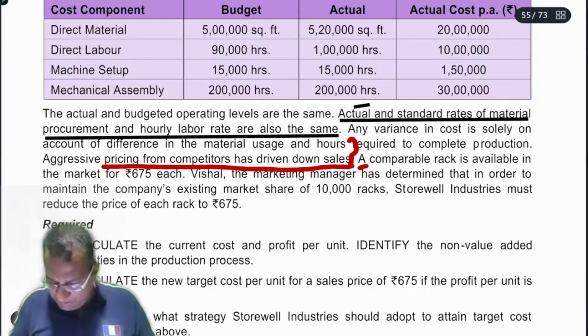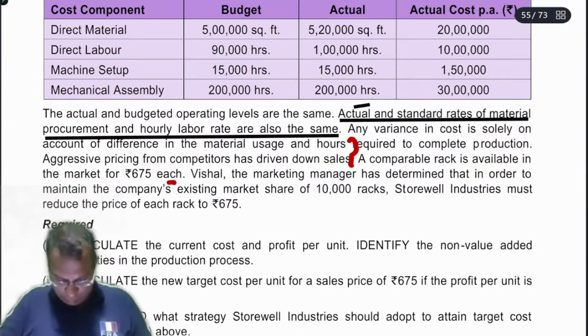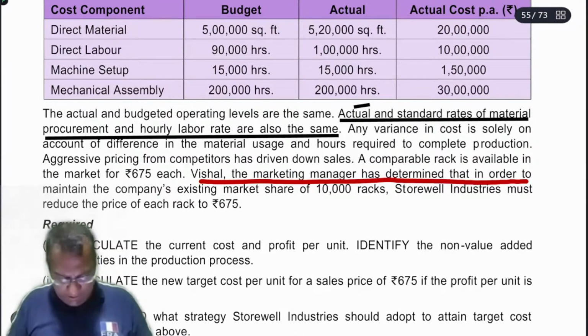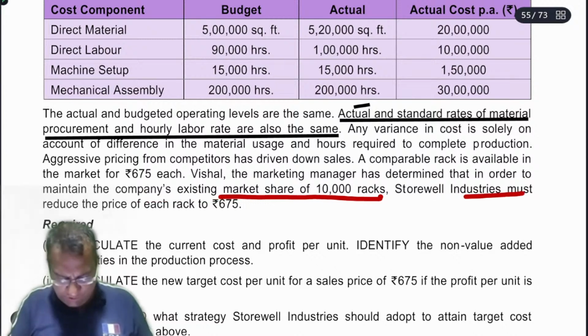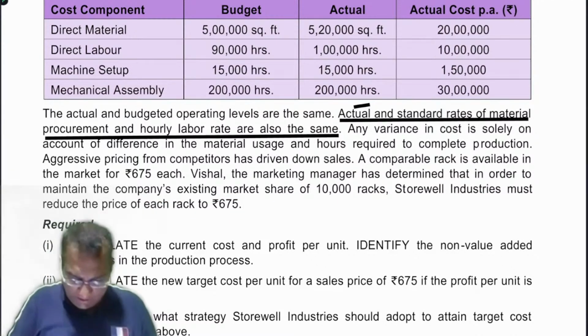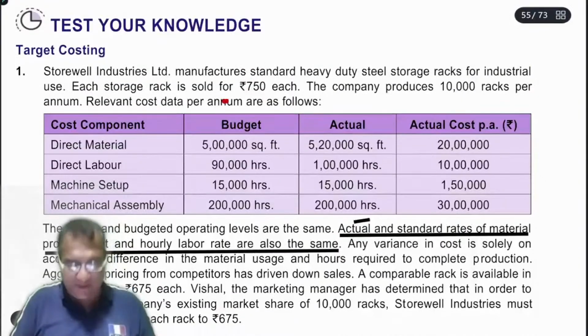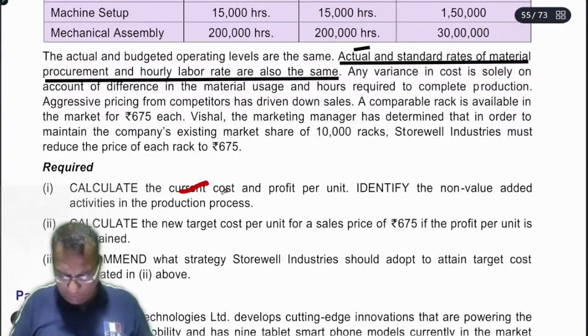A comparable rack is available in the market for 675 each. Okay, Vishal, the marketing manager, has determined that in order to maintain the company's existing market share of 10,000 racks, the company must reduce the price of each rack to 675. Okay, right now the selling price is 750. So पहली requirement है calculate the current cost and profit per unit.